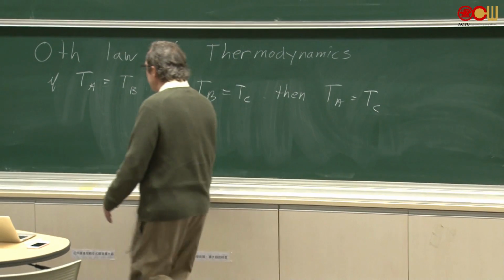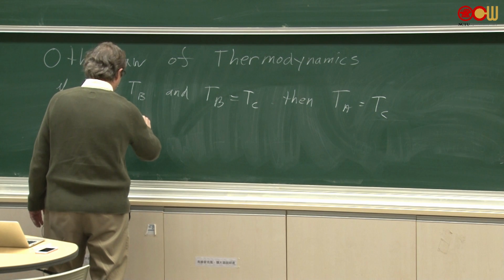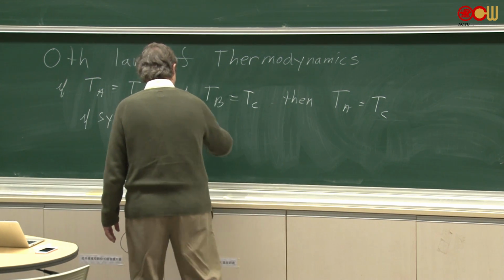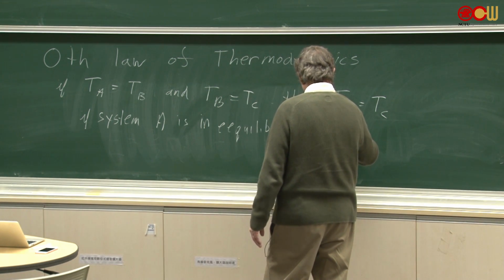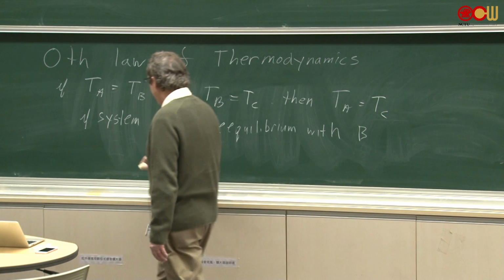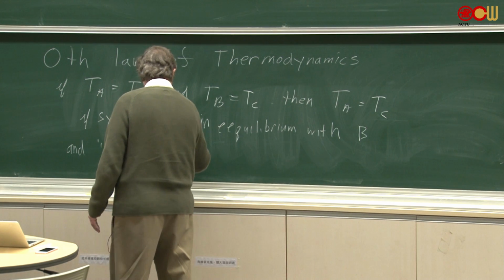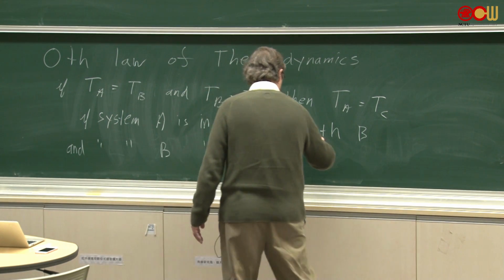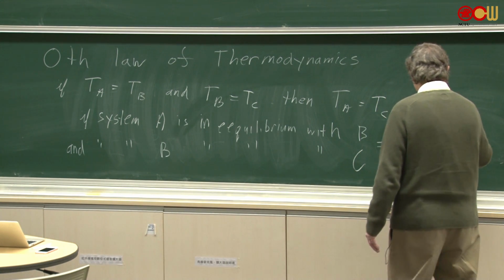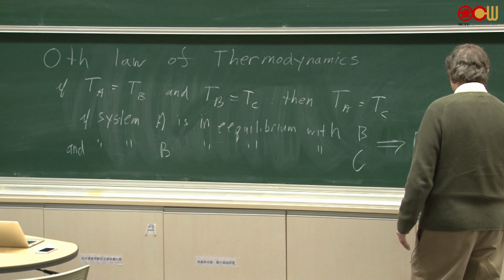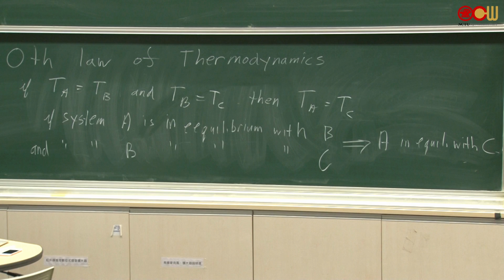So what this really means is if system A is in equilibrium with B and B is in equilibrium with C, then that implies A is in equilibrium with C. All right, that's the significance. That there's something special about equilibrium.